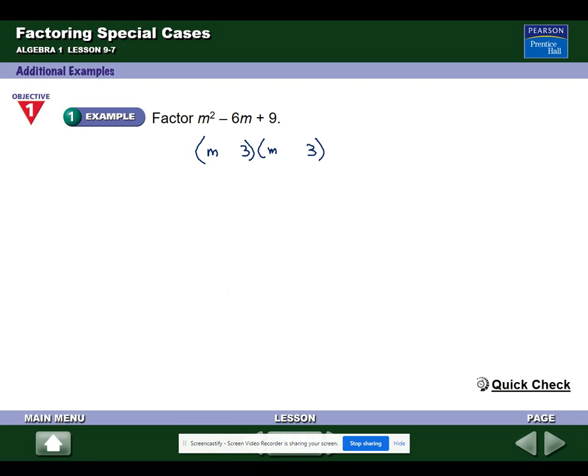And start with that. Now look, if you're just approaching this like you would have in 9.6, maybe it's 3 and 3, maybe it's not. If it's not, you go with 1 and 9. But if it is 3 and 3, and these would both be minus, because negative 3 times negative 3 gives you positive 9, and negative 3 and negative 3 will give you negative 6m as a middle term.